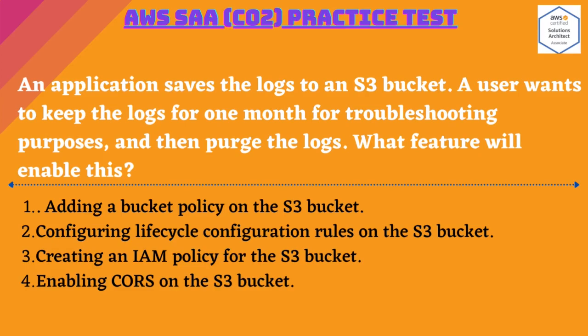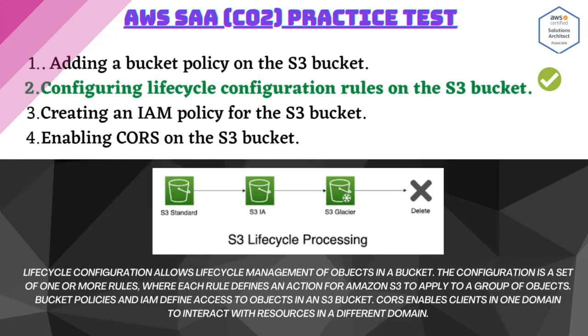The last is enabling CORS or cross origin resource sharing on the S3 bucket. Cross origin resource sharing is enabled when you want to access your S3 bucket from another account or another region. So this is not what the question is asking. So the correct answer is the second answer, that is configuring lifecycle configuration rules on the S3 bucket. You can read this explanation here.